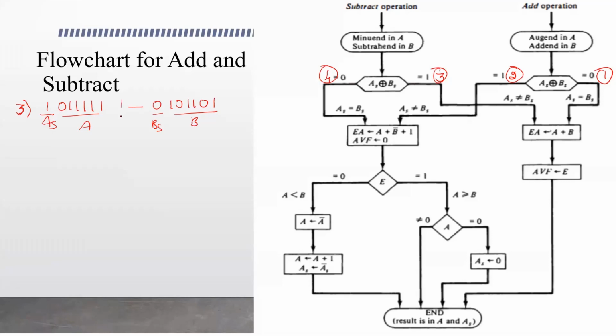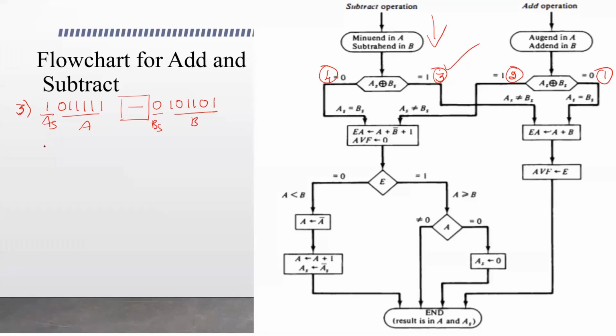This is subtraction. The operation here is subtraction. So we take this part of our algorithm. We begin with this part and perform AS exclusive OR BS. The result would be 1. So the path we take here is 3. If the sign bits are different and the result of this XOR is 1, the path 3 is add A plus B.